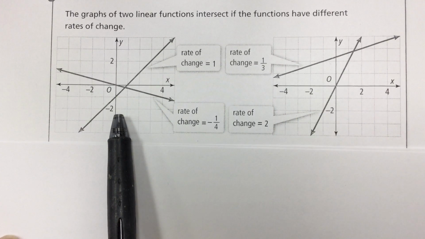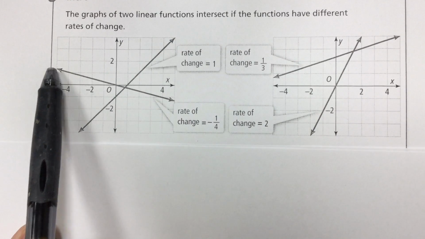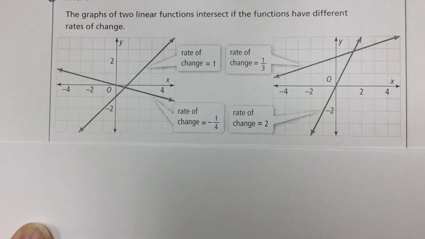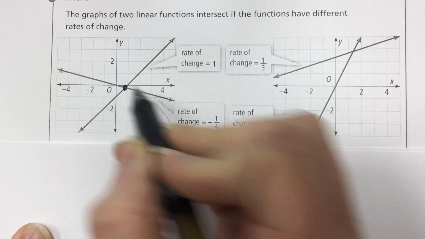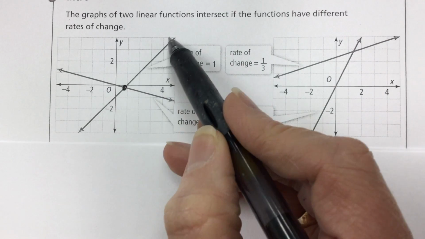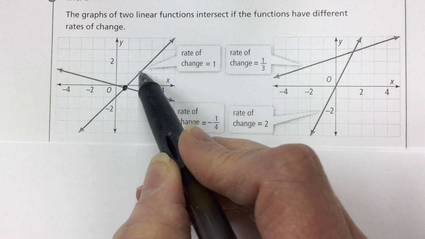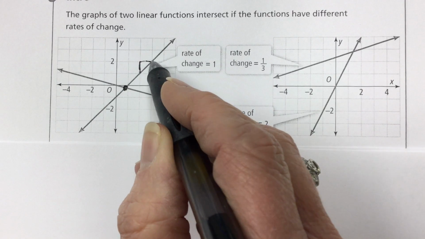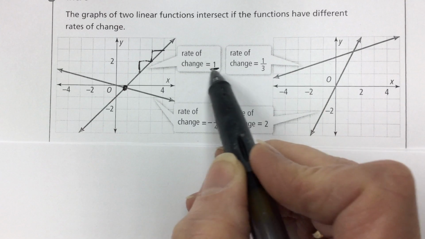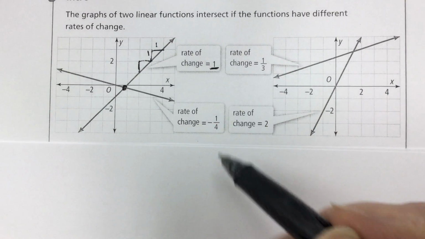Looking at this first graph here, this line has a positive slope. This line has a negative slope. Therefore, they intersect at this point right here. Okay? Now, we could determine the slope of this line by looking at this point. They rise one, run one, rise one, run one. Therefore, the rate of change for this line is 1. 1 over 1. 1 over 1 is positive 1.